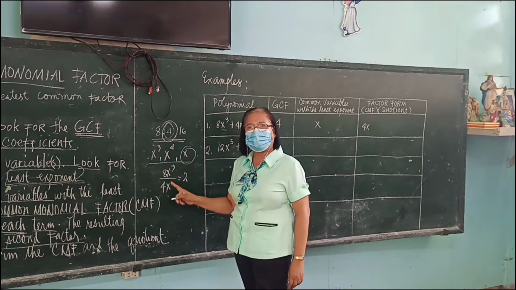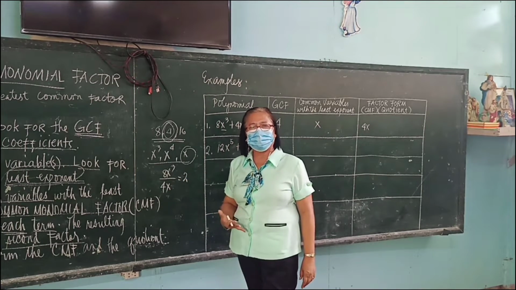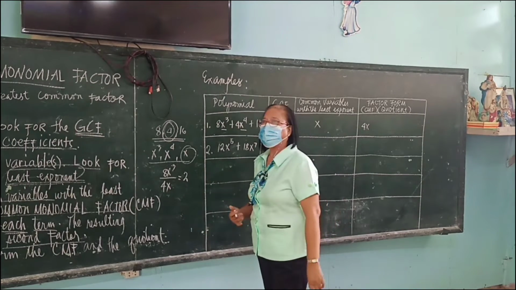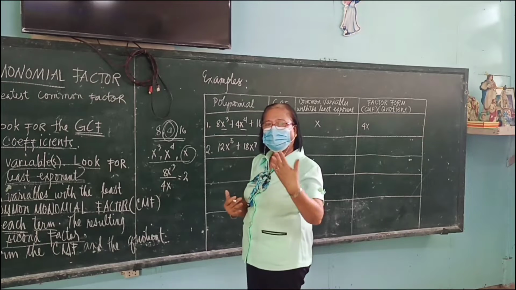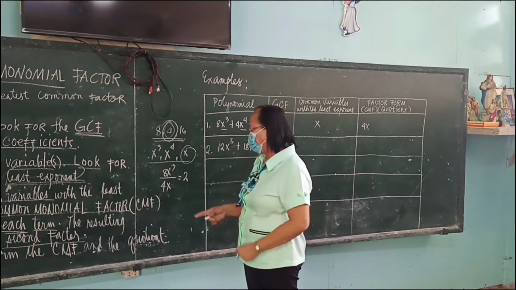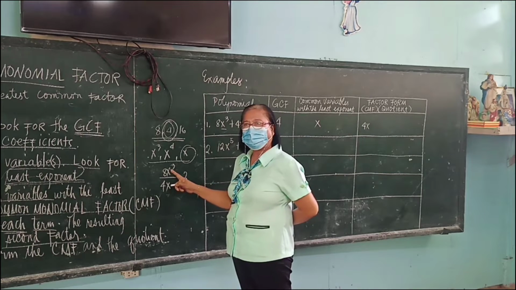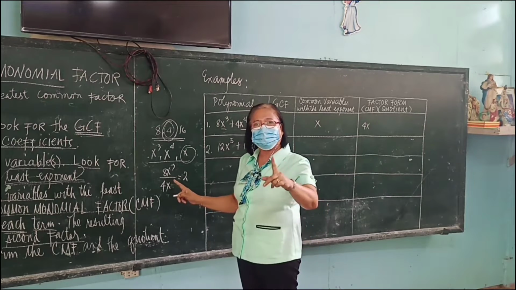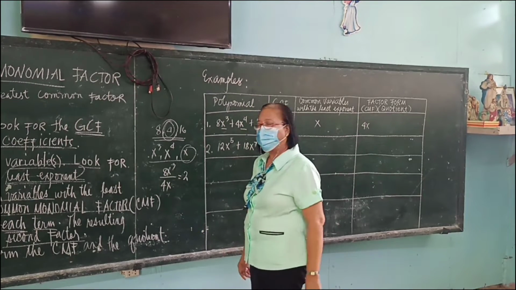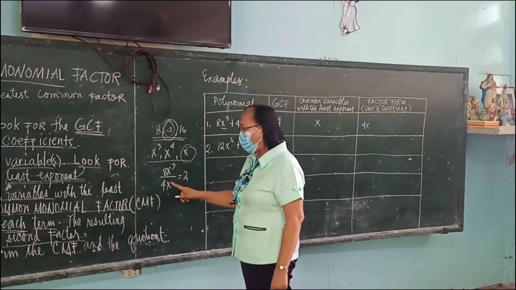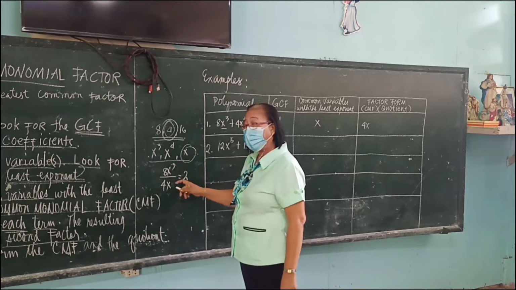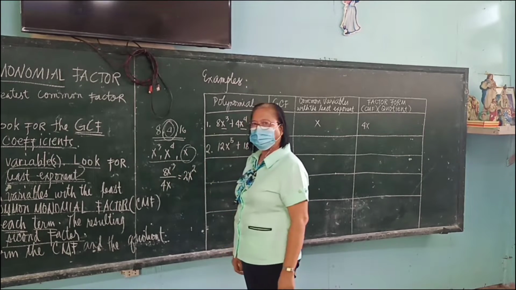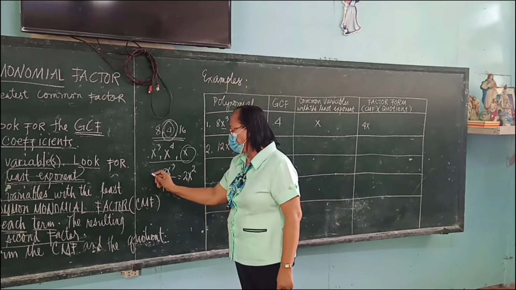Now you have x cubed divided by x. Based on our previous lesson in grade 7 about the laws of exponents, when we divide exponents, what are you going to do? You will subtract the exponents. The exponent of the numerator is 3, and the denominator has no written exponent, but it is understood to be 1. So 3 minus 1 is equal to 2. You copy the common variable, and the exponent now is 2. This is the first term.